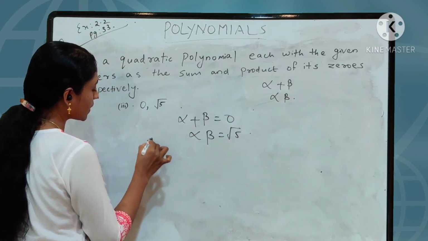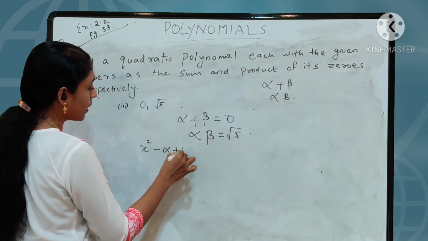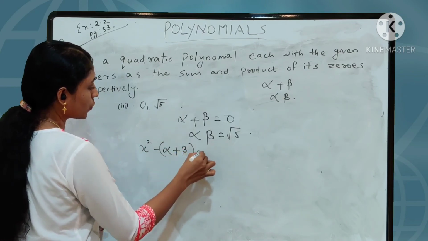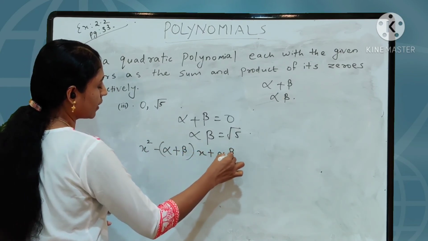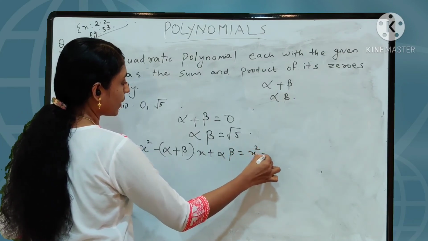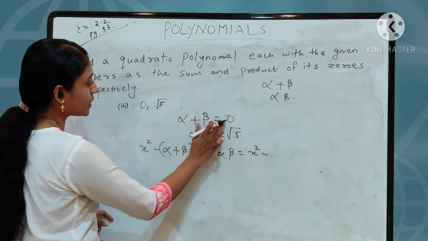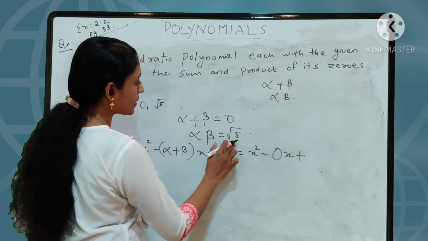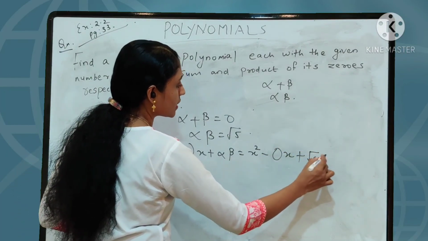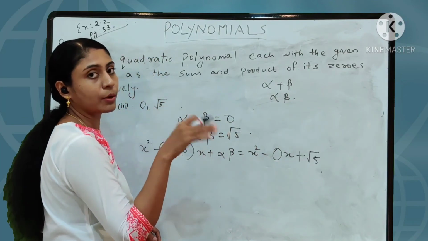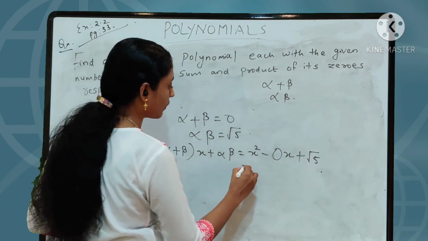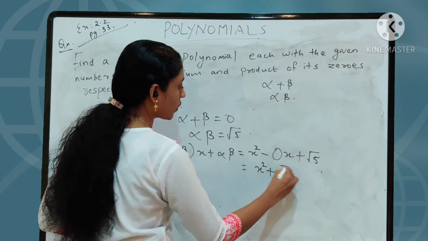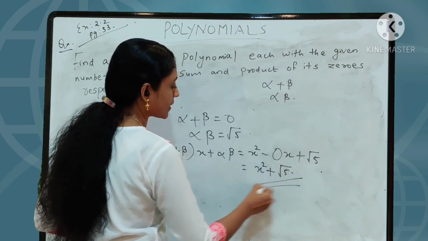How? Using this equation, x square minus of alpha plus beta into x plus alpha beta, which is equal to x square minus alpha plus beta, which is 0, into x plus alpha beta, which is root 5. And we know that 0 into any number or any term is 0. So we will get x square plus root 5 as the final answer.